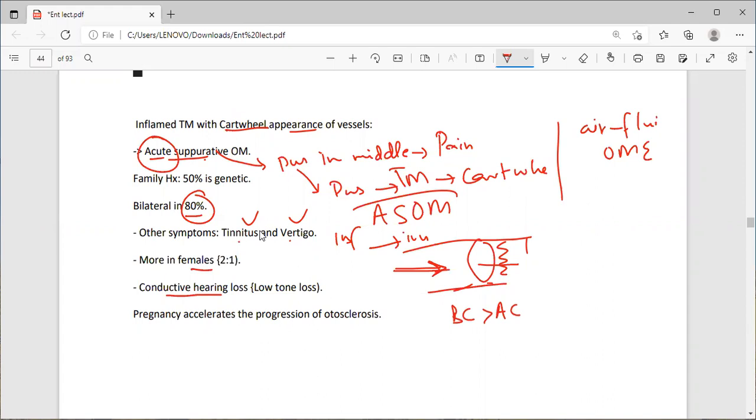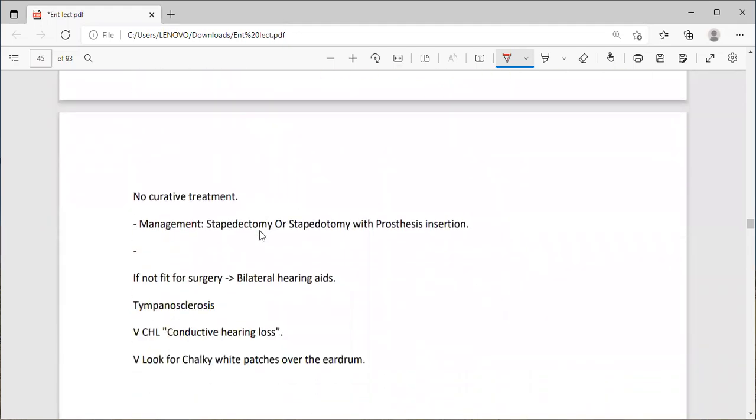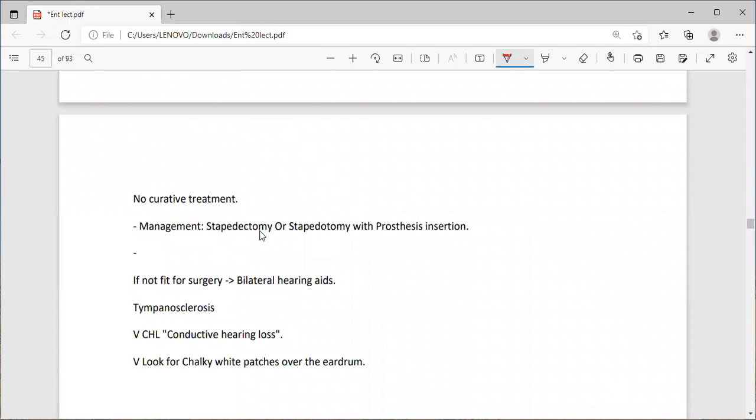Now, pregnancy accelerates the progression of otosclerosis. So mostly they are talking about otosclerosis. There is no curative treatment; management is stapedectomy or prosthesis insertion. Let me briefly tell you what otosclerosis is.